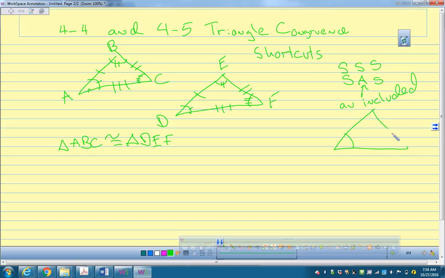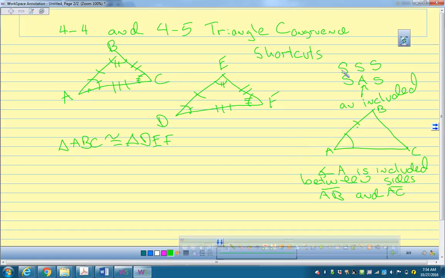So if you have a triangle like this, where I tell you here's triangle ABC, angle A is included between sides AB and AC. Do you understand what that means? The angle is between the two sides. Then we have a non-included angle.